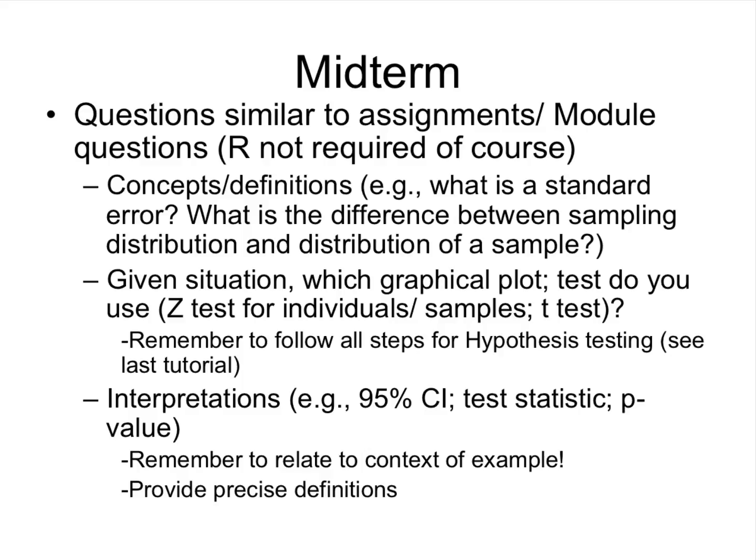And the final type of question that you'll be asked about are interpretations. So for example, interpret a 95% confidence interval, test statistic, or p-value. And one thing to remember here is to relate your interpretations to the context of the example. So if you're asked to interpret a p-value of 0.03, you wouldn't just say, given our null hypothesis is true, there's a 3% chance that we would observe the data we did.